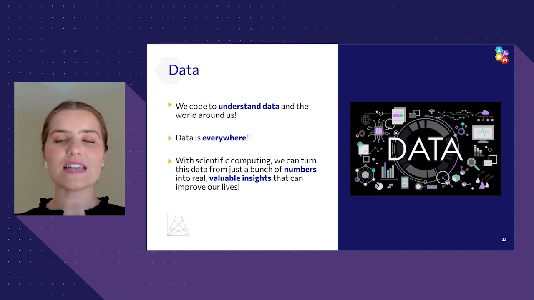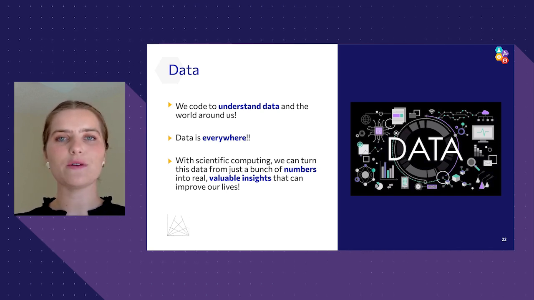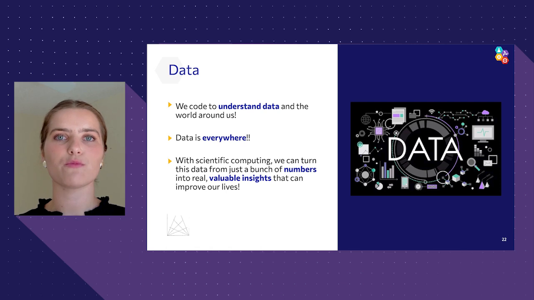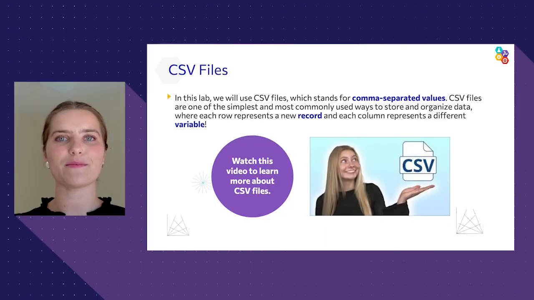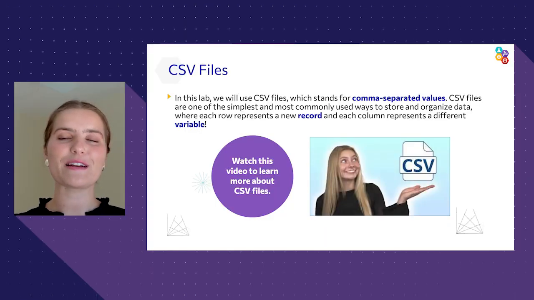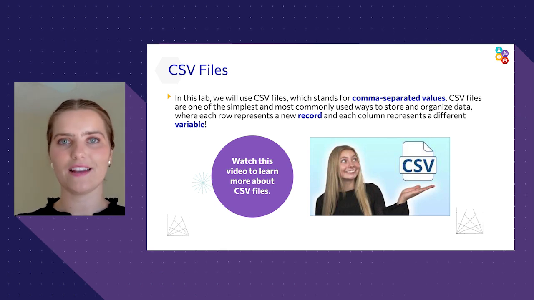So with scientific computing, we can take data, which might originally just look like a bunch of random numbers that don't mean anything to us, and we can turn it into real valuable insights in our lives. In this lab, we're mostly going to be working with CSV files to get our data. This stands for comma-separated values files, which is pretty much exactly what it sounds like. It's a bunch of values that are all separated by commas in a file.